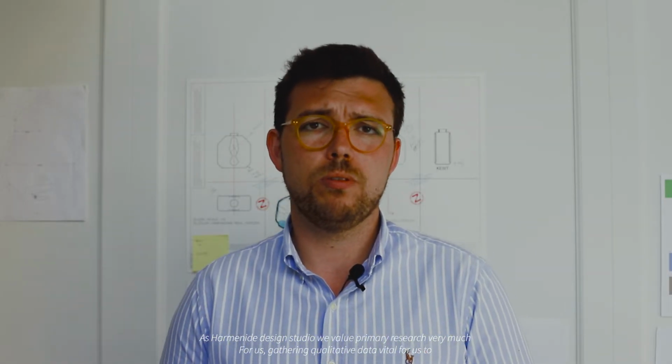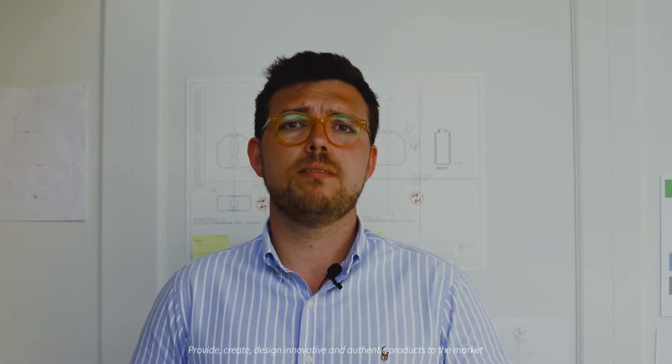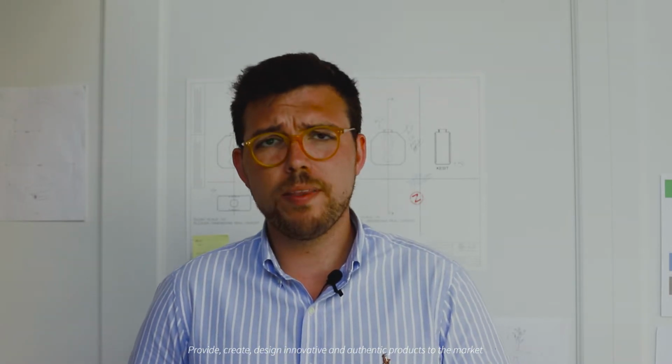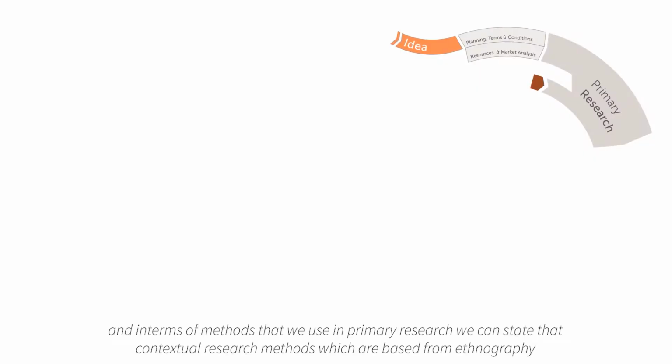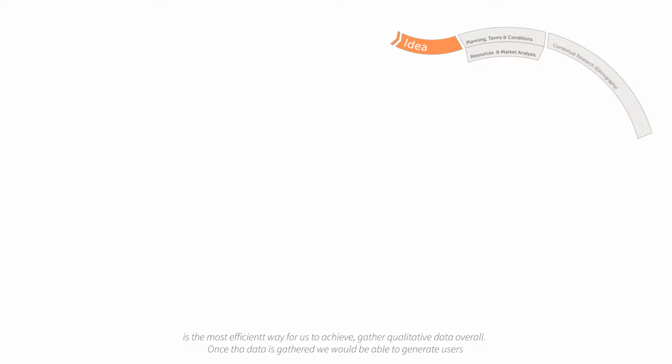The next part is primary research, the second part of our model, and it's vital for the design. As Harmenide Design Studio, we value primary research very much. For us, gathering qualitative data is vital to design innovative and authentic products for the market. And in terms of methods that we use in primary research, we can say contextual research methods, which is founded on ethnography, is the most efficient way for us to gather qualitative data overall.